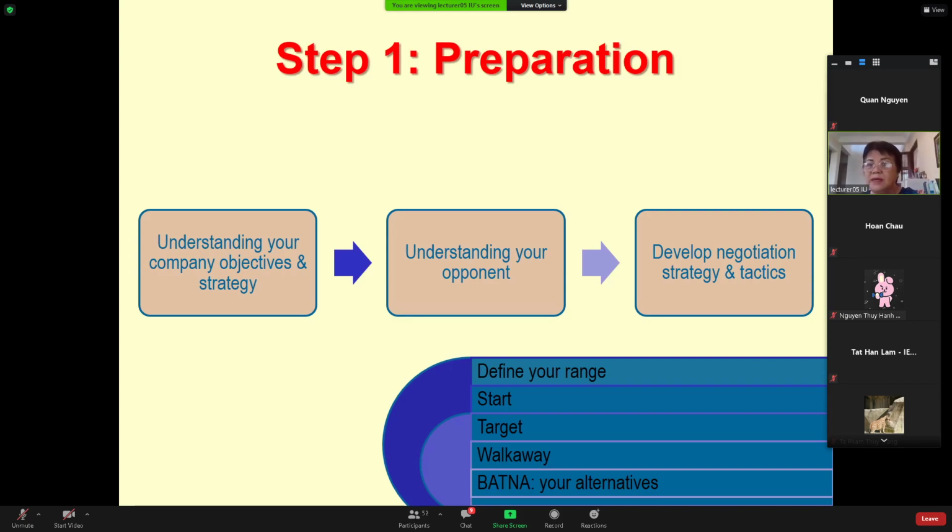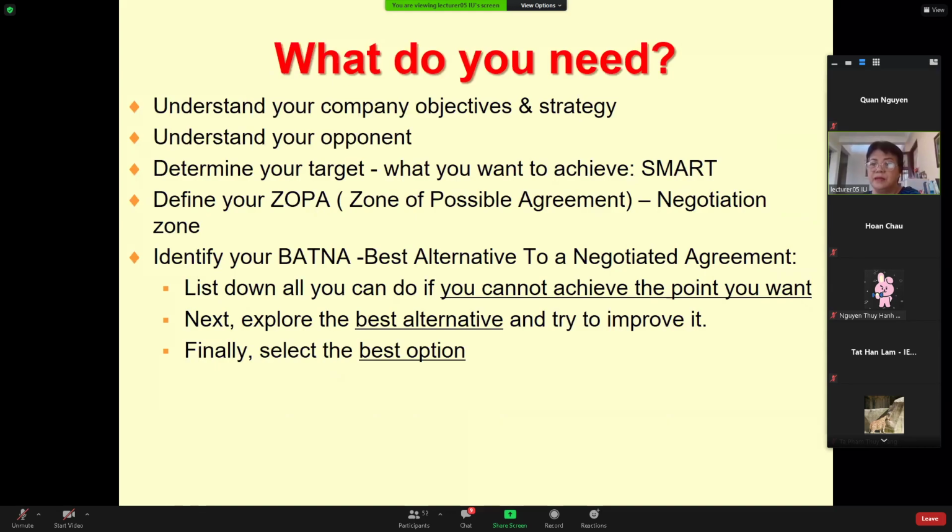So step 1 is the preparation. What can we prepare to have a good negotiation? What do you need for good preparation? You understand your company objective and strategy. Of course, you have to understand it. If you don't have a good understanding of your own company, you are standing on a vacuum. You don't have a good foundation to stand on.